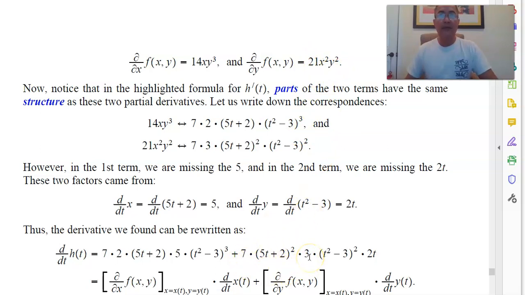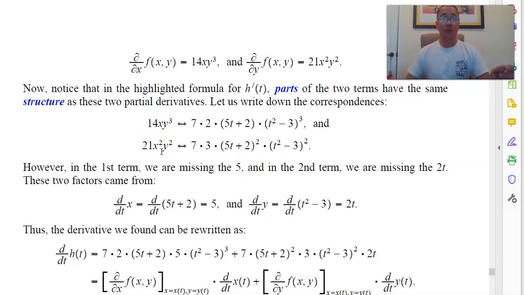Okay, what about the 21x squared y squared? There's a 21 right there. That's the x squared, and that's the y squared. Oh, and then there's the extra 2t. Well, that 2t came from the derivative of t squared minus 3. So the answer that we got is hiding a partial derivative: 14xy cubed in the first term, and 21x squared y squared in the second term. Partial of f with respect to x, partial of f with respect to y.